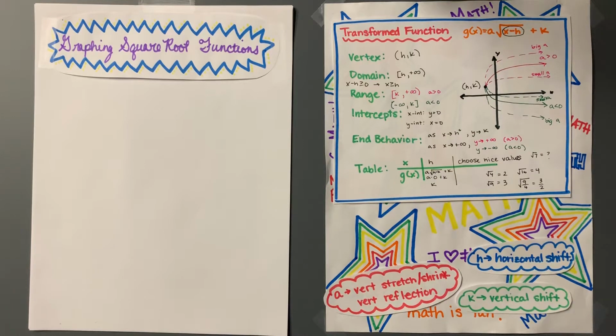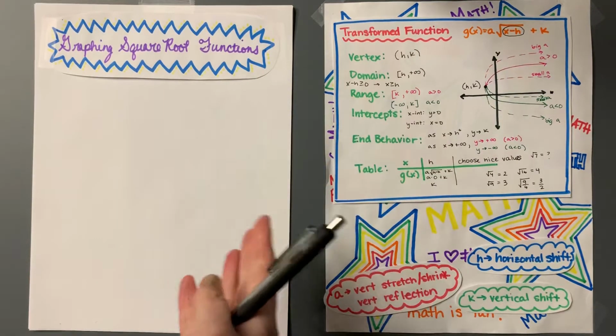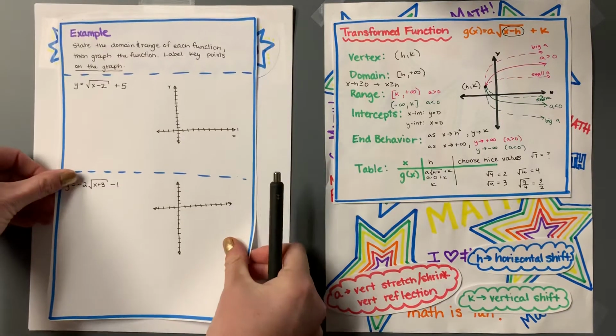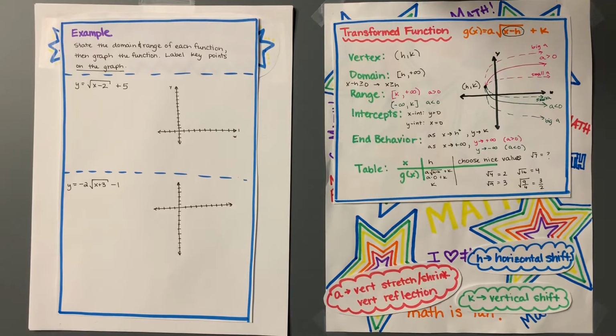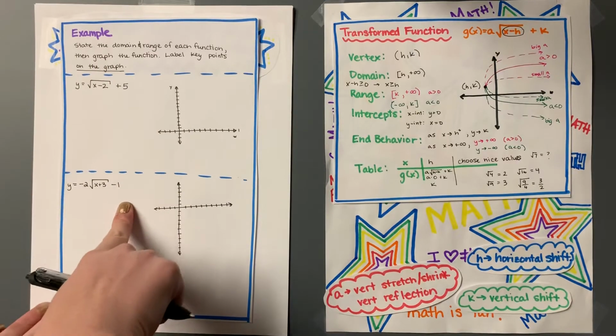Hi, welcome back. In this video, we're continuing to look at graphing square root functions. In the last video, we looked at transformed functions and how we would graph them. And now we're going to look at a couple examples. So in my first example, we are going to look at these two square root functions.